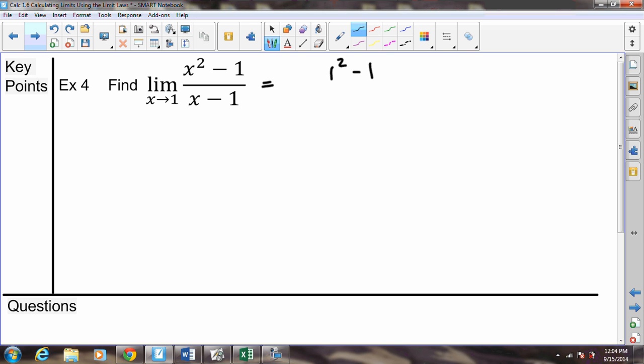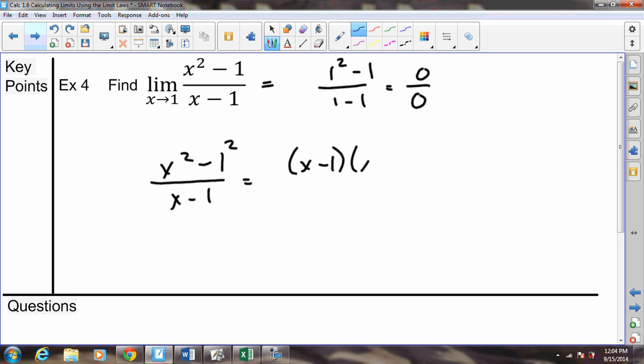1 squared minus 1 over 1 minus 1 is 0 over 0, which does not make sense. So what are we going to do? This is a particular one where your previous skills in algebra will be beneficial. If we factor x squared minus 1, do you notice that it's x squared minus 1 squared, because 1 squared is 1? We could apply the difference of squares formula to recognize that our numerator may be rewritten thusly.